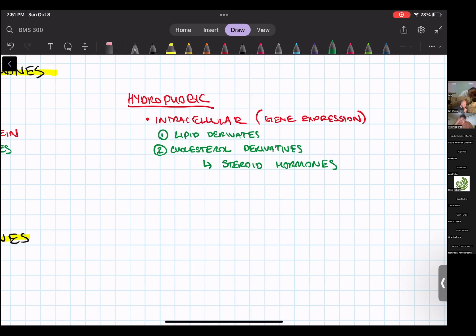I think there's one other one. Oh, it's part of the lipid ones. It's the eicosanoids.